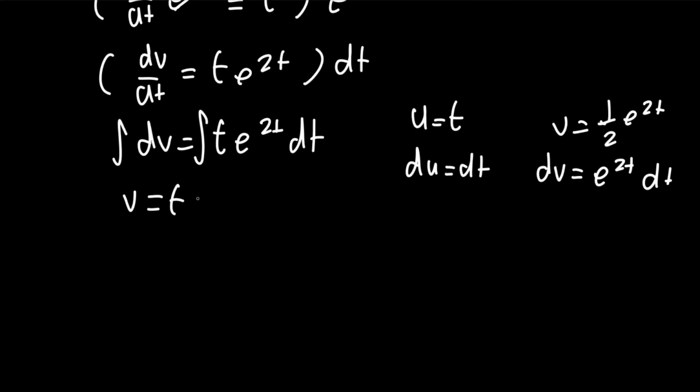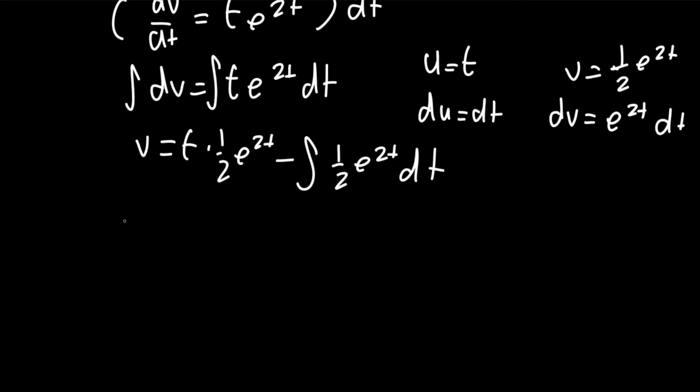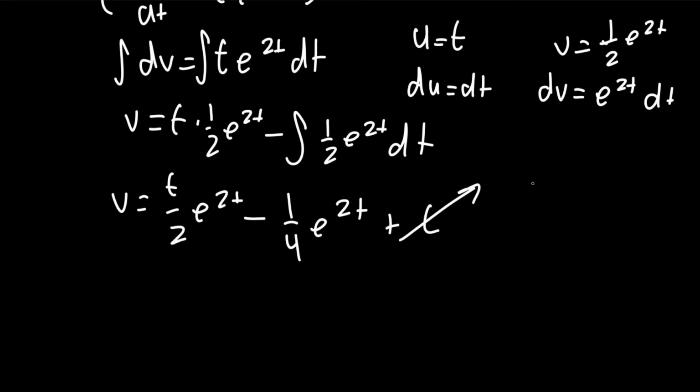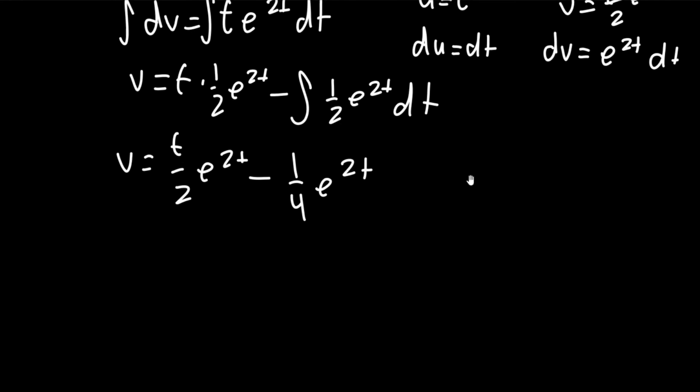So that's t times 1/2 e to the 2t minus, there we go. So v equals t over 2 e to the 2t minus 1/4 e to the 2t, and then plus c, but let's just make that c equals 0 because it doesn't really matter right now.